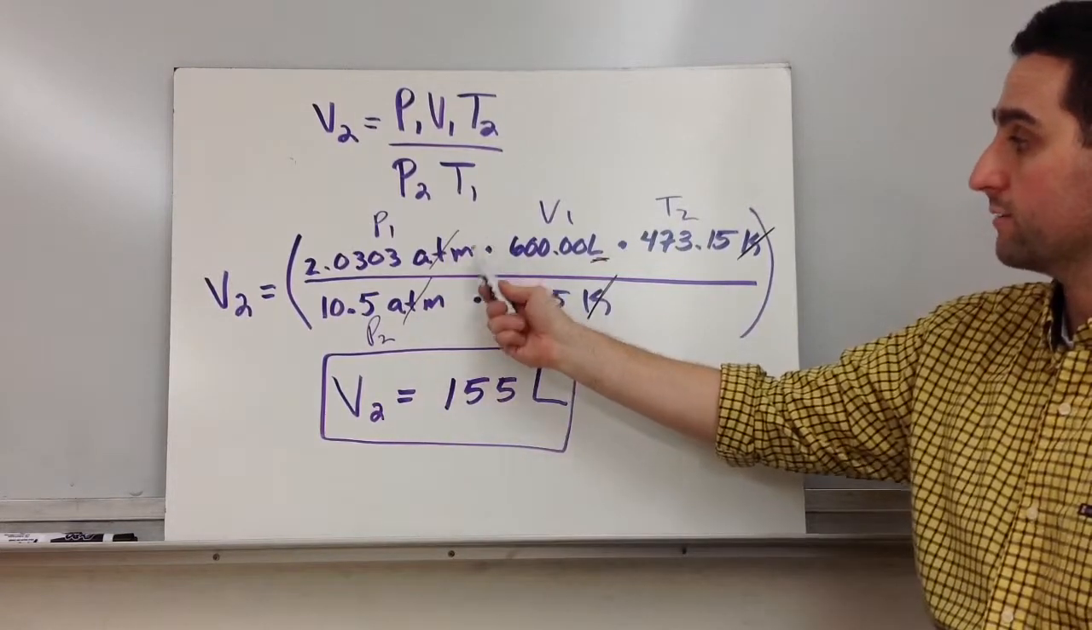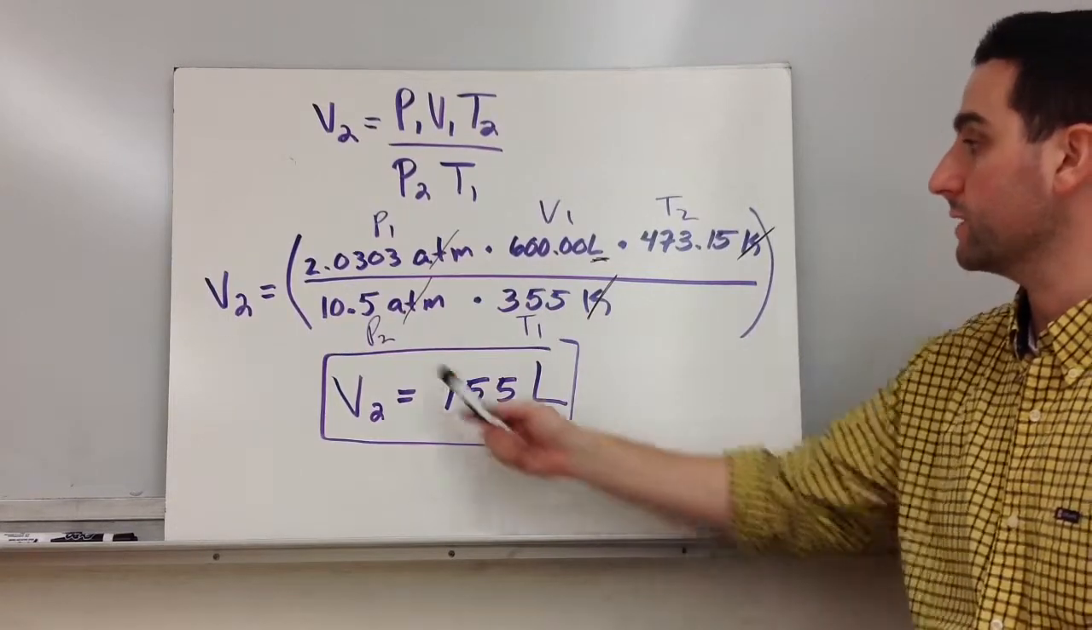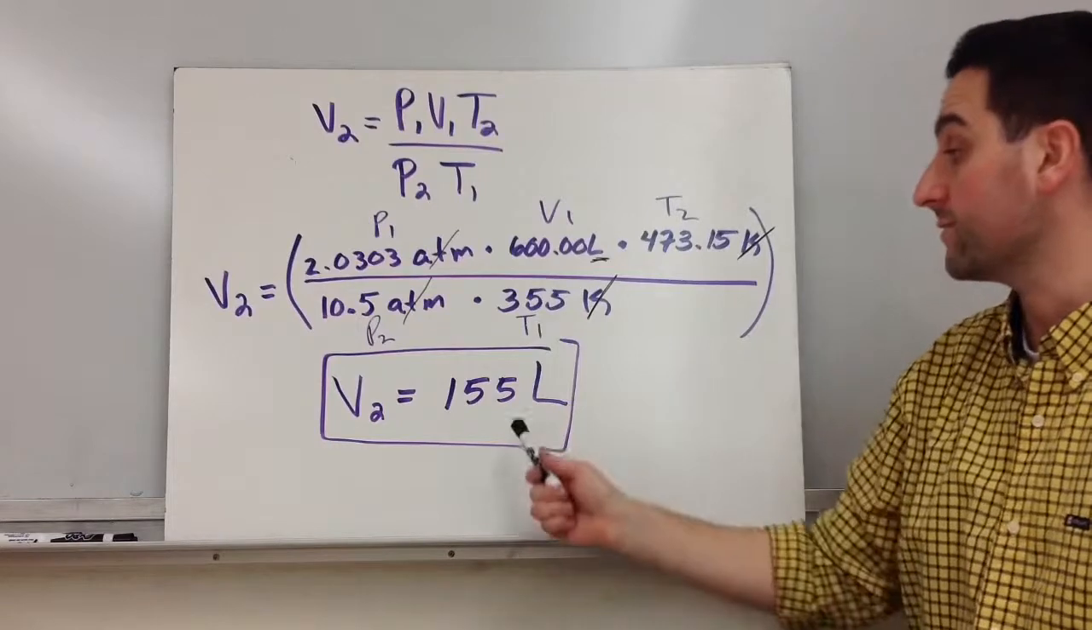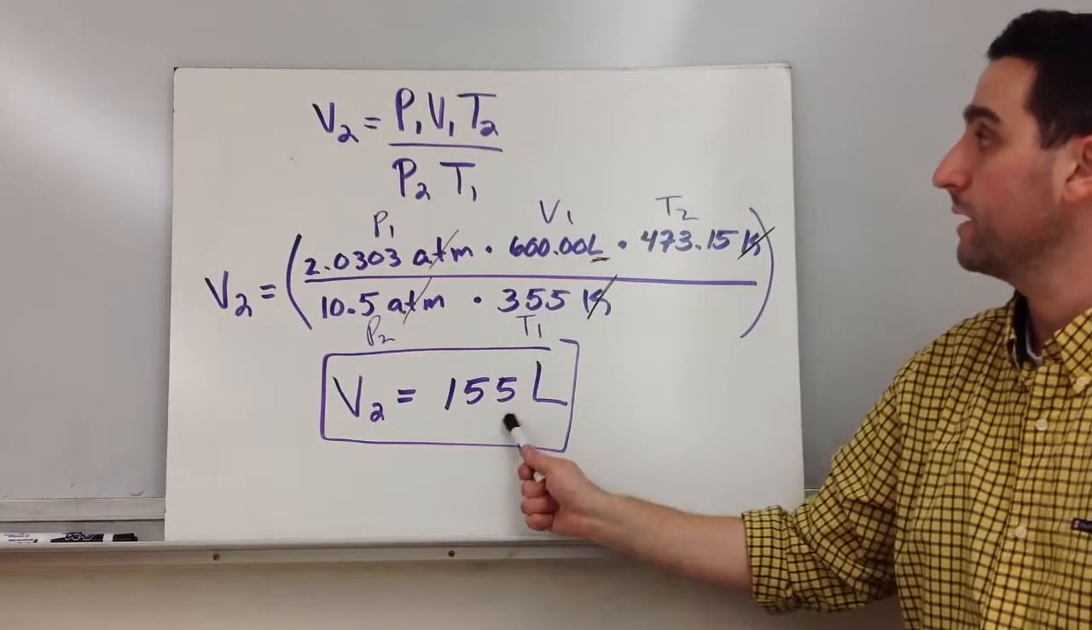So product divided by the product in the denominator. 3 sig figs, because these two numbers have 3 sig figs. We get an answer of 155 liters. That's our solution.